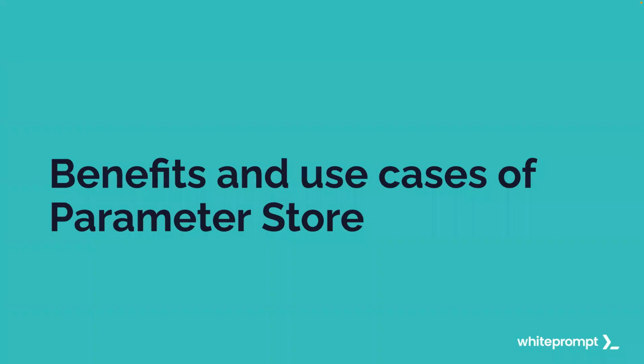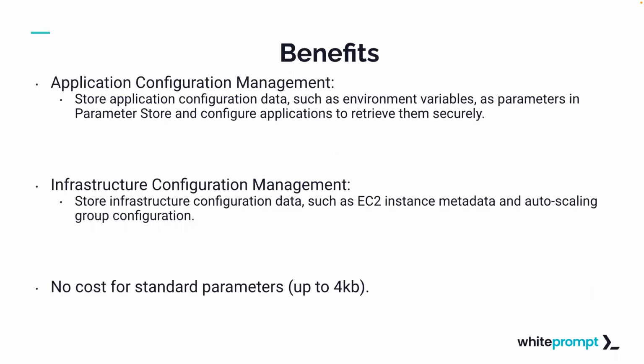For Parameter Store, it's something very similar. The benefit is that you can store application configuration management, for example, the environment variables for your Node or your Java applications, in a secure manner. You can store secure strings in Parameter Store. Also, it's very useful to store infrastructure configuration data, for example, for your EC2 instances when you want to set up auto-scaling groups through your CI/CD pipelines.